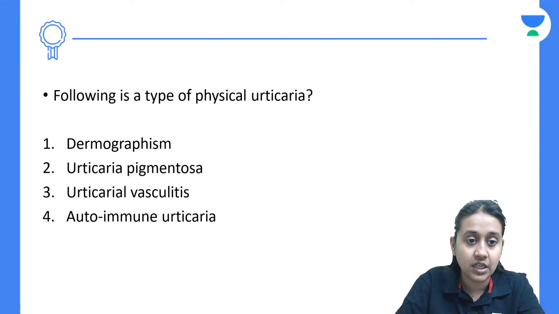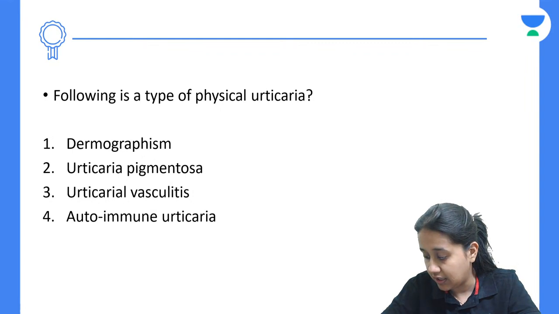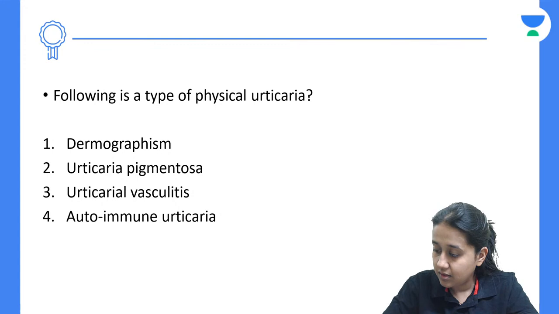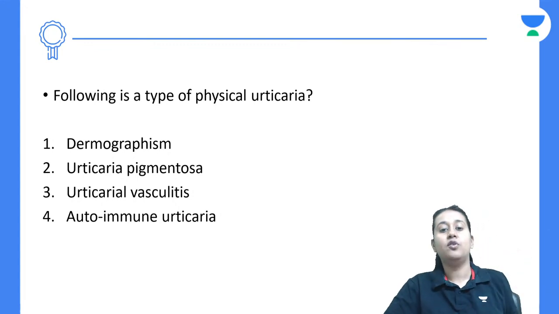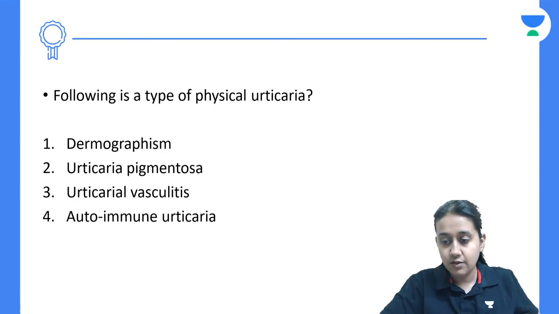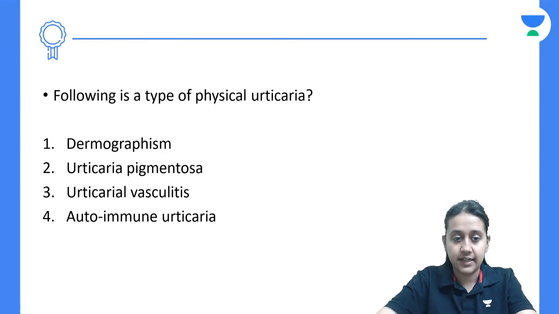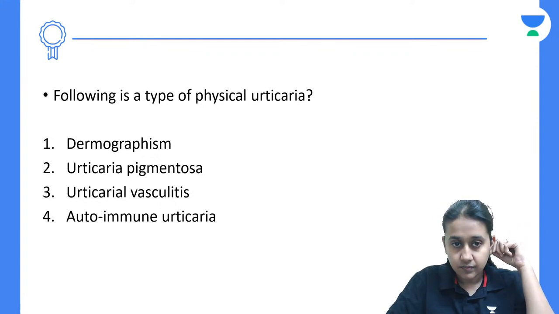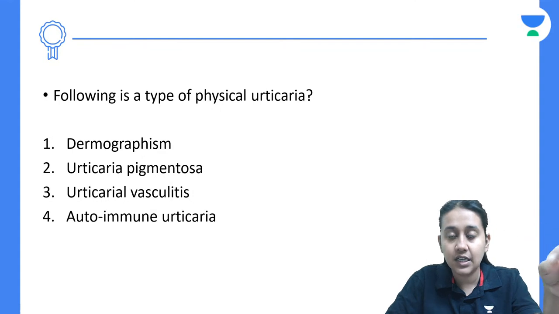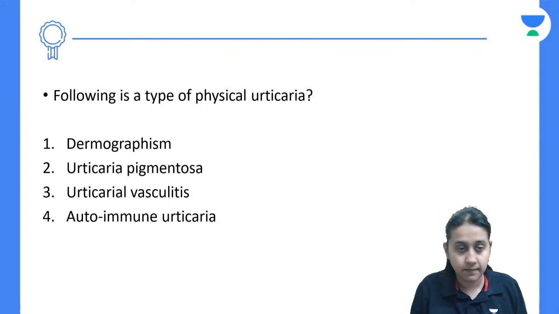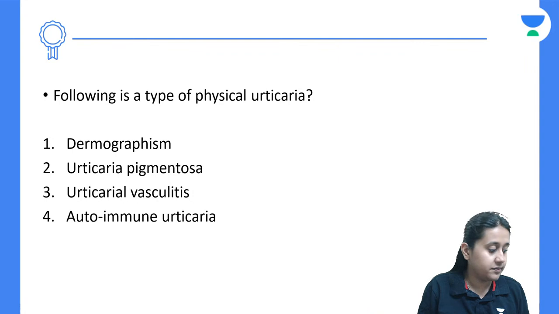The next question is on your screen. Which is a type of physical urticaria? What is the correct answer? Amish, Krishna, Adil, what is the correct answer here in this question? The term physical urticaria is used whenever the external causes outside the body is responsible for causation of the urticaria. Okay. So what is the correct answer here?